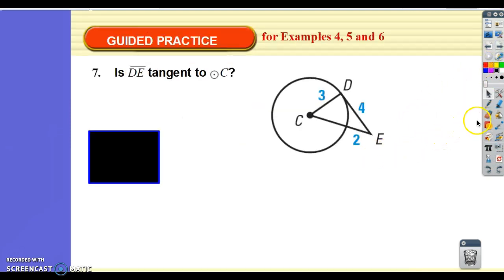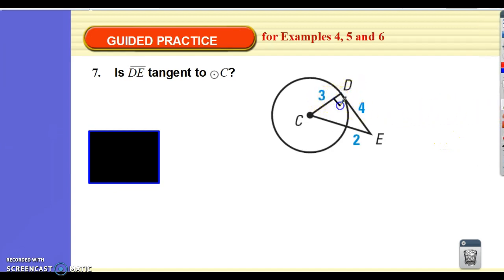Is DE tangent to circle C? Well, let's check this out. If it's tangent, then this must be 90 degrees. Let's check and see if it is. 3 squared plus 4 squared must equal, what is my hypotenuse? It's 2 out here, and if my radius is 3 here, then it's also 3 here. 3 plus 2 is 5, equals 5 squared.